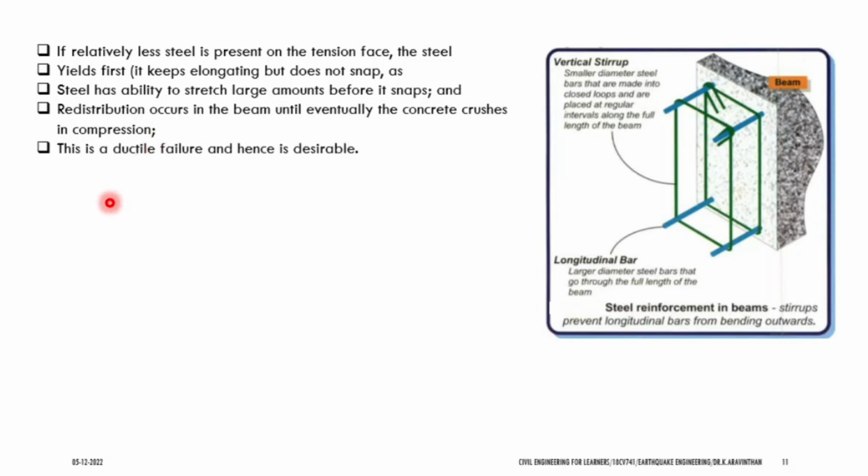This is a ductile failure, hence it is desirable. So during any failure, the member should not fail immediately. Your steel should elongate and then fail. That is called redistribution, which occurs in a beam until eventually the concrete crushes in compression. This failure is called ductile behavior. This is required for a structure.